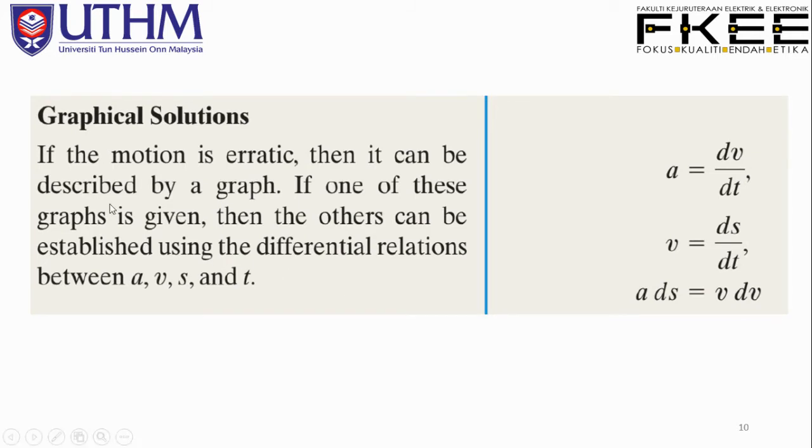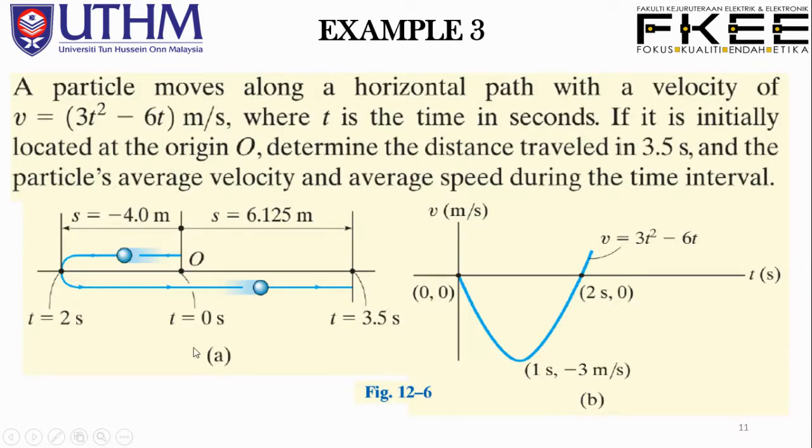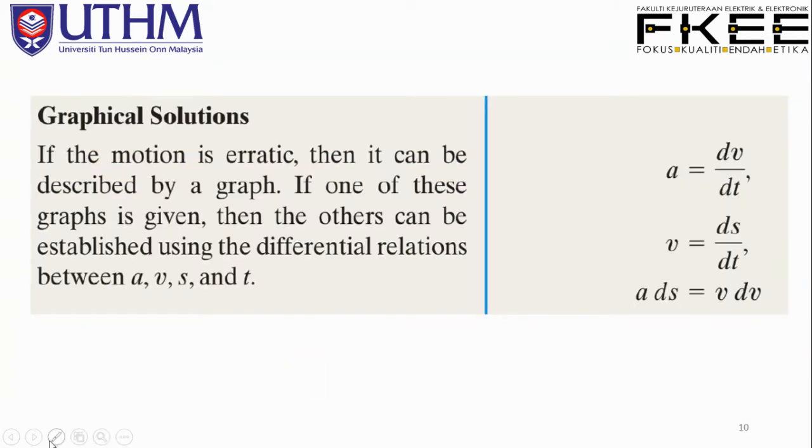This is actually one way of many ways to solve any dynamics questions. So we have motion if erratic. This means motion is unstable, so it's unpredictable. It moves up and down, for example, or right to left unpredictably. Then it can be described by a graph.